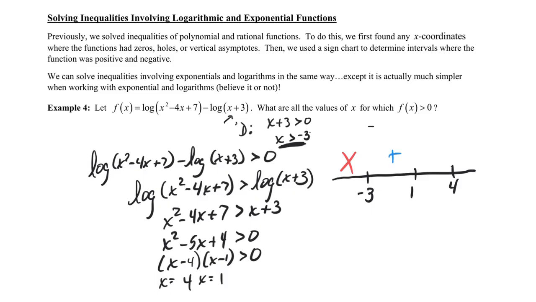Let's pick another number between 1 and 4. I don't know. Let's try 3. So if I put 3 right here, it's going to give me a negative. It's going to give me a positive there. That's going to be negative.